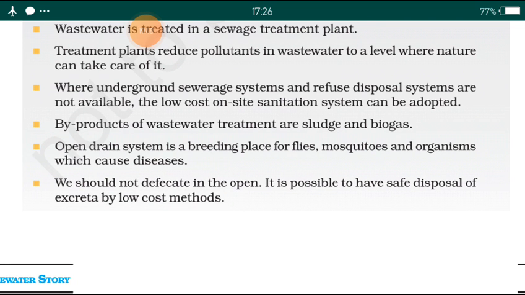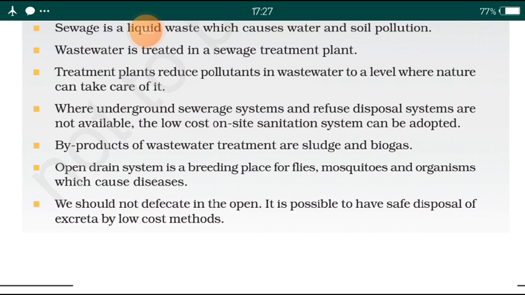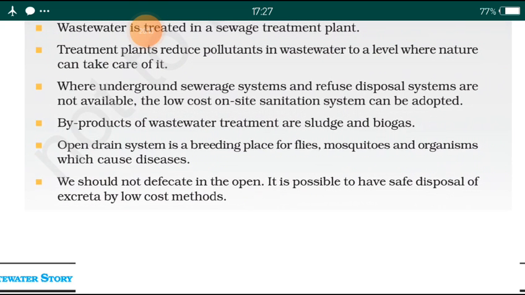When sewerage systems and refuse disposal are not available, the low cost on-site sanitation system can be adopted. Then byproducts of wastewater treatment are sludge and biogas. These are its byproducts.